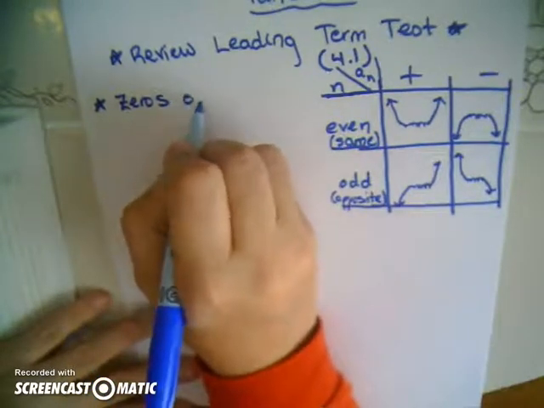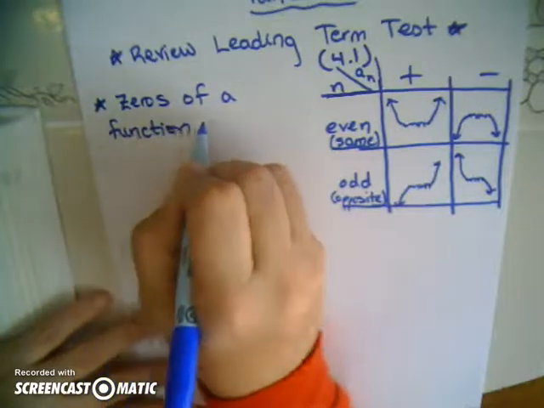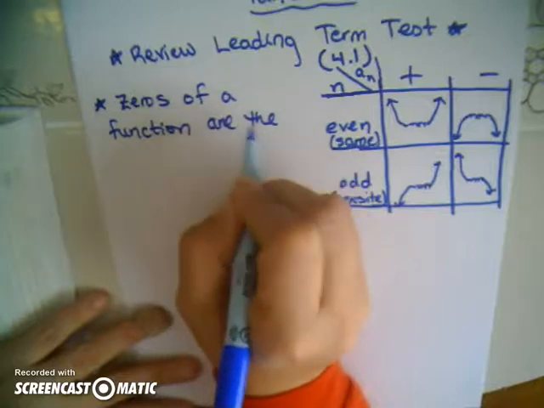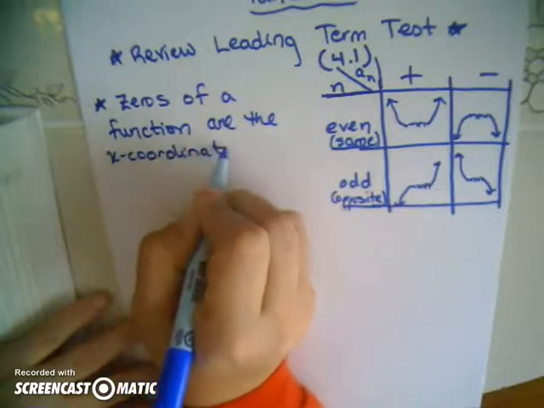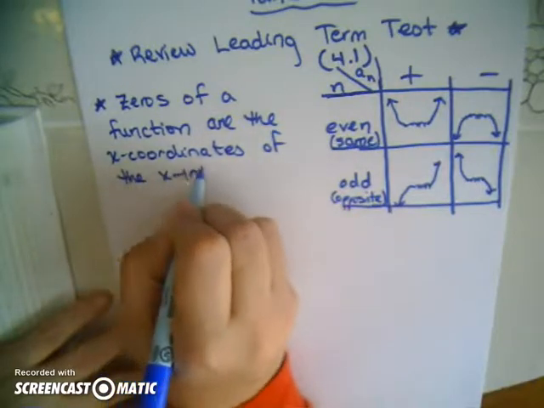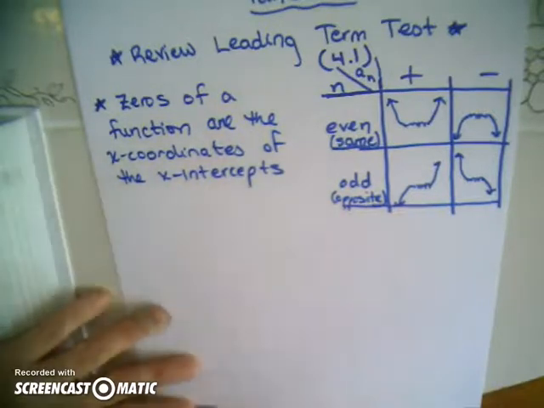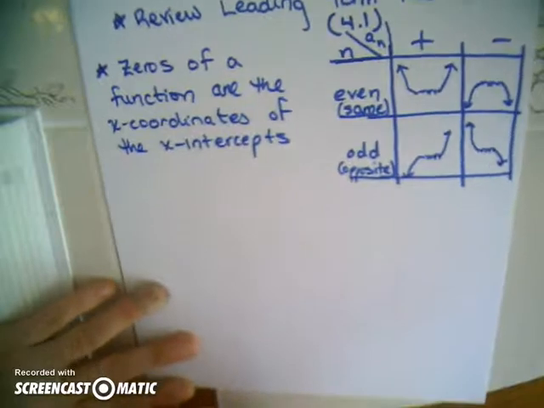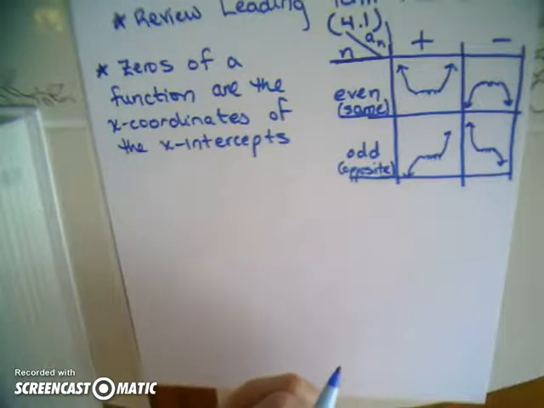So the zeros of a function are the x-coordinates of the x-intercepts. Now there's still some parts of this graph that are not going to be completely accurate. So how low or how high the graph goes in between the intercepts, we're not really sure.